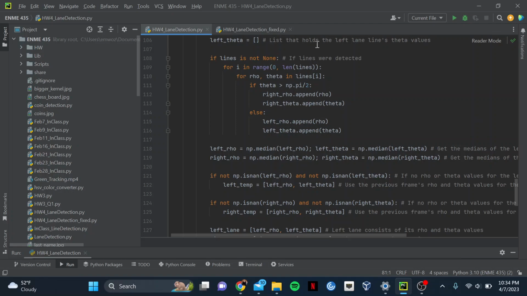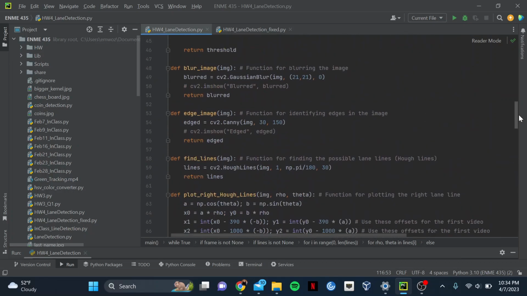So in my actual code, when I collected rho and theta values from the Hough lines, if the theta value was greater than pi over 2, based on the tilt shown in the video, I sorted those rho and theta values into an array of right rho and right theta corresponding to the right lane. Otherwise, if theta was not greater than pi over 2, I separated those rho and theta values into their own array corresponding to the left lane.